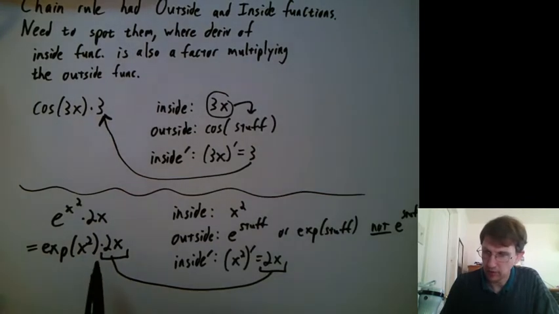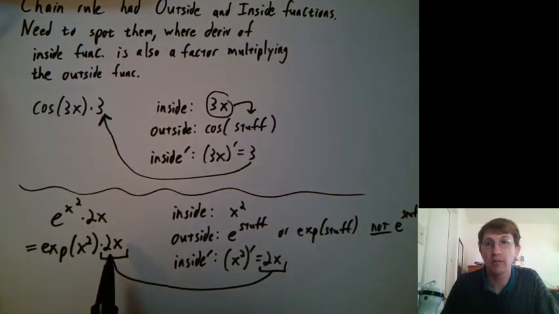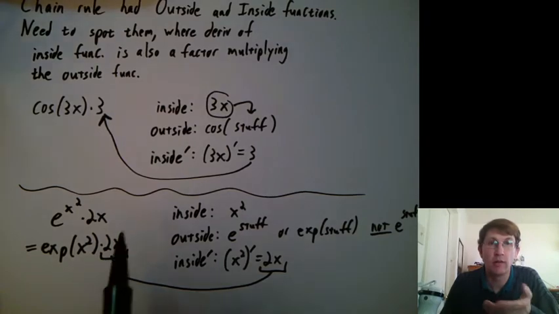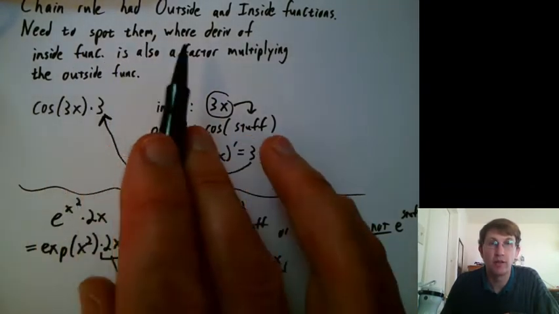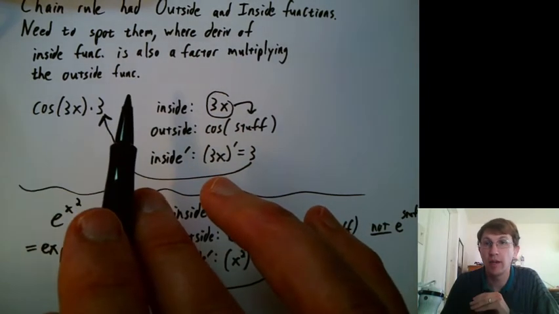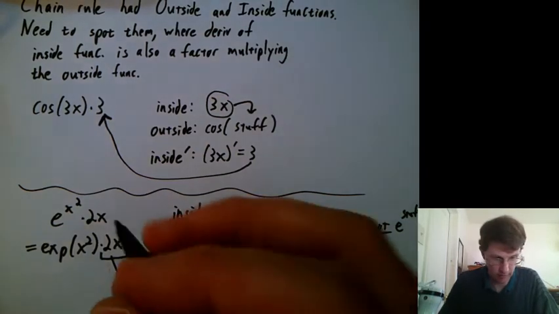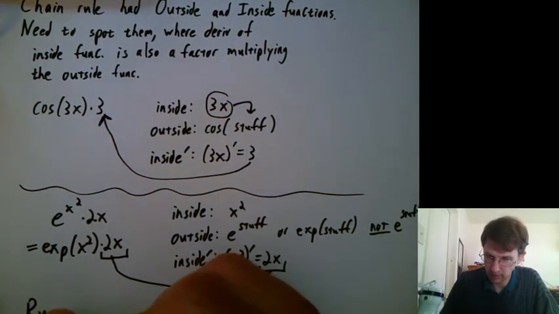Okay, so it sure was handy that I had a 2x there, and it's handy that I had a 3 there. What if I had only had an x here? You might say, well, I'm going to be off by a factor of a half. And that's true. So we do want the derivative of the inside function to be a factor multiplying the outside function. But it's okay if we're missing a constant factor, because we can adjust for that later. So we'll write that down.